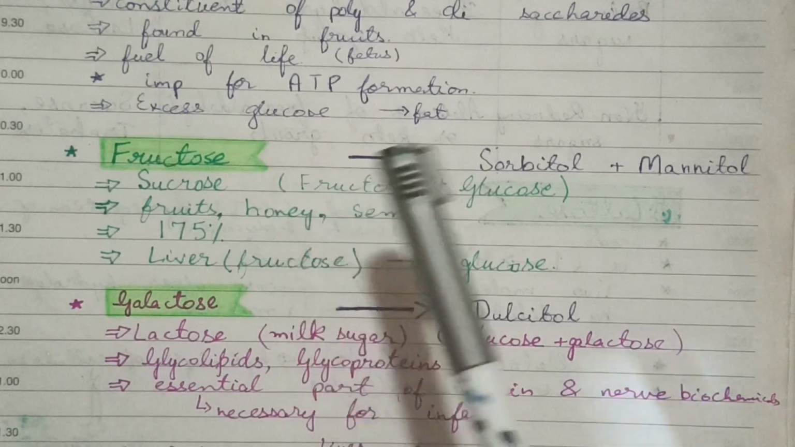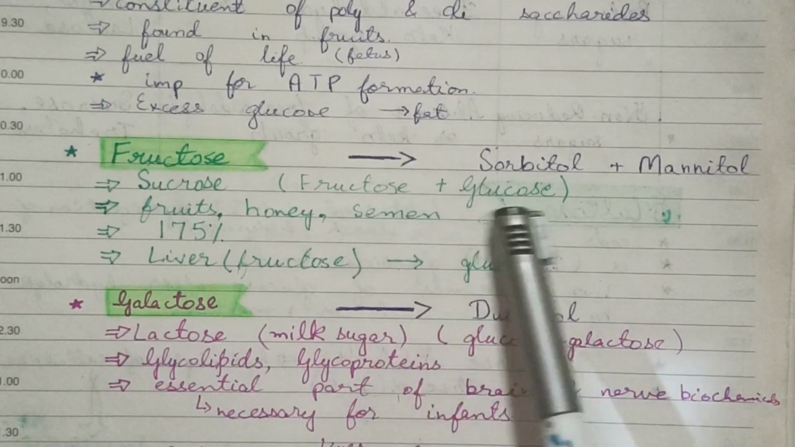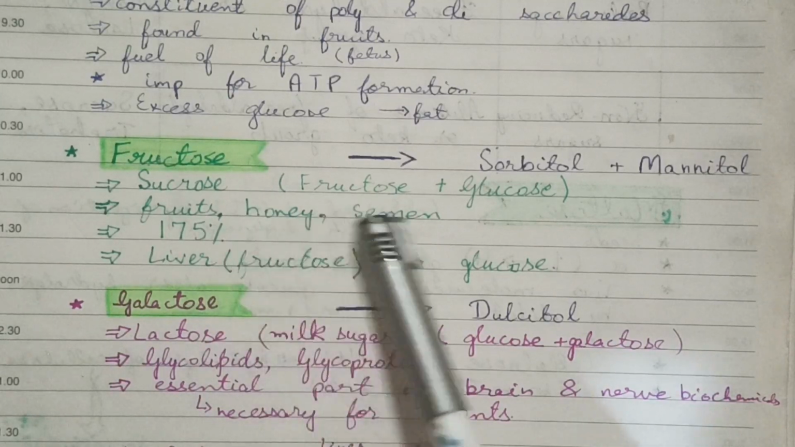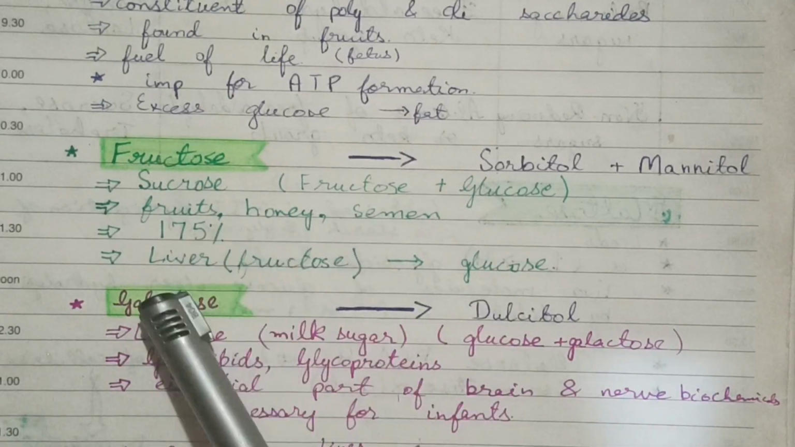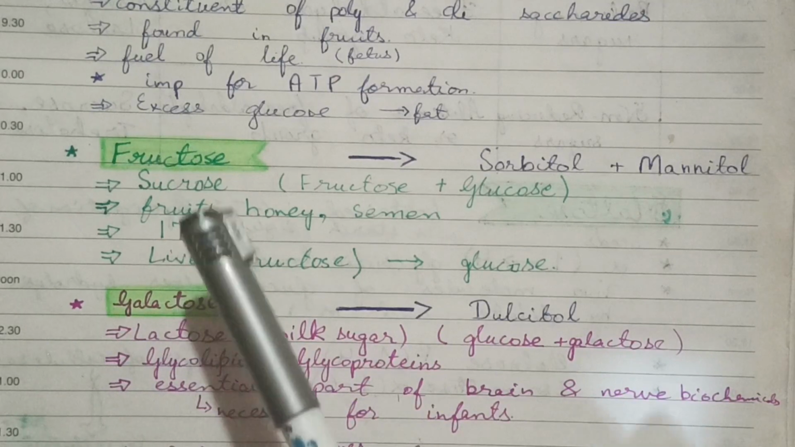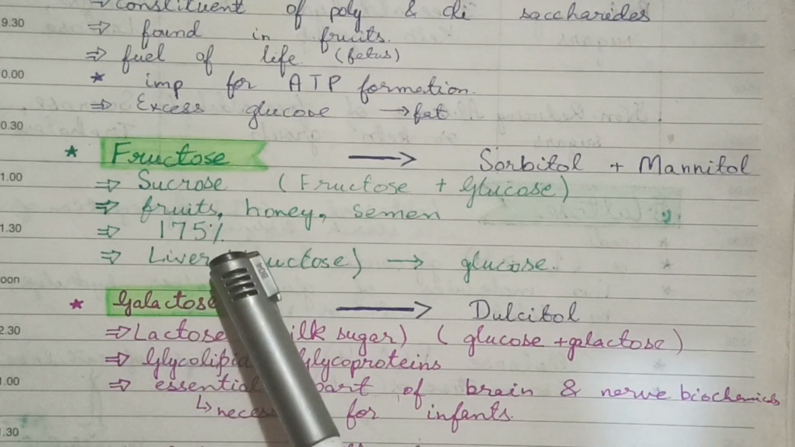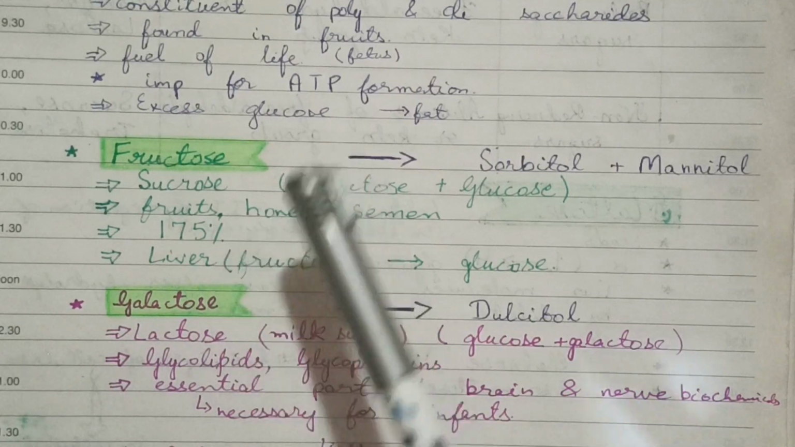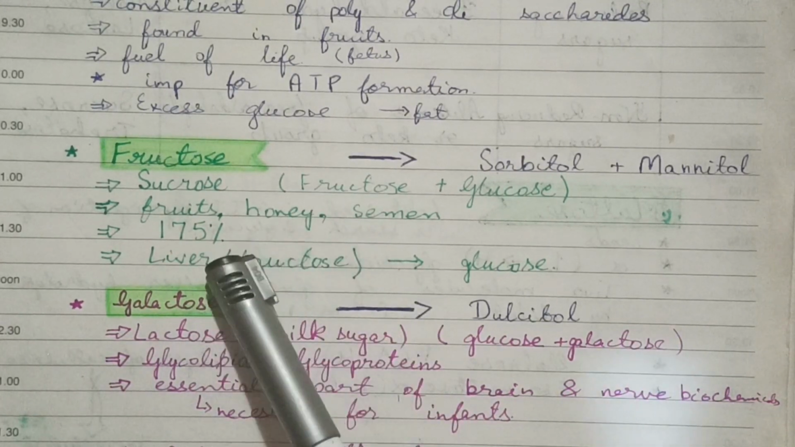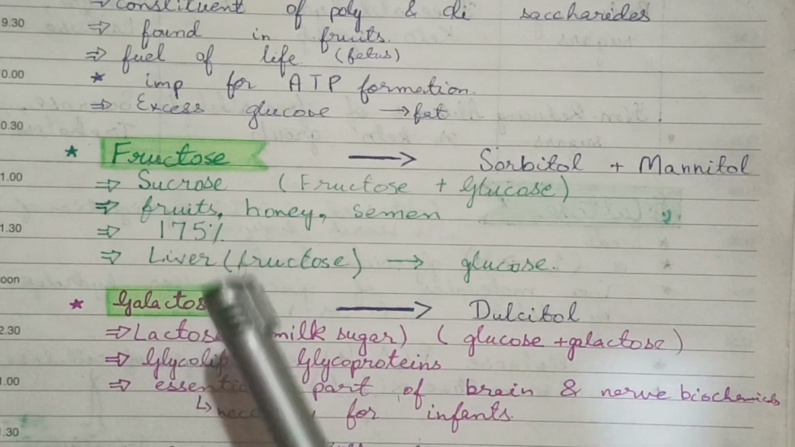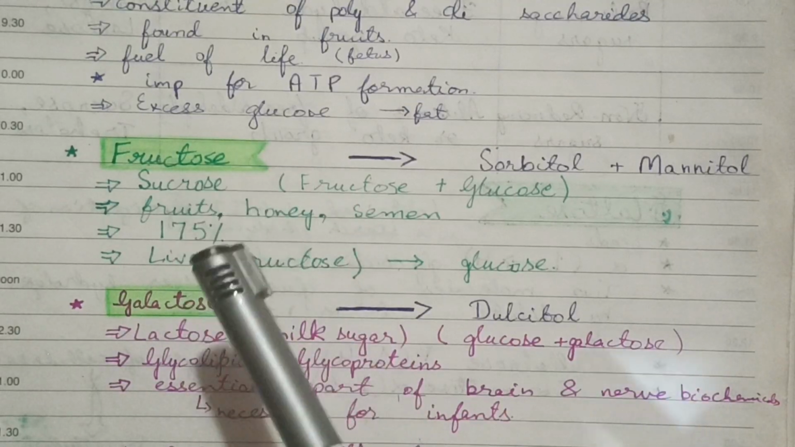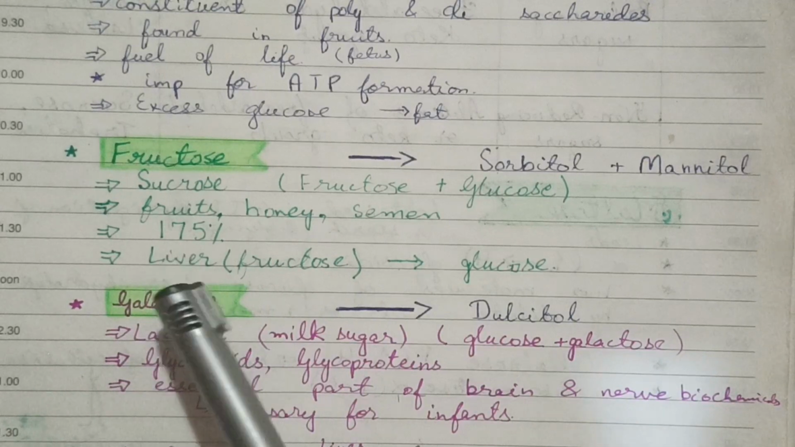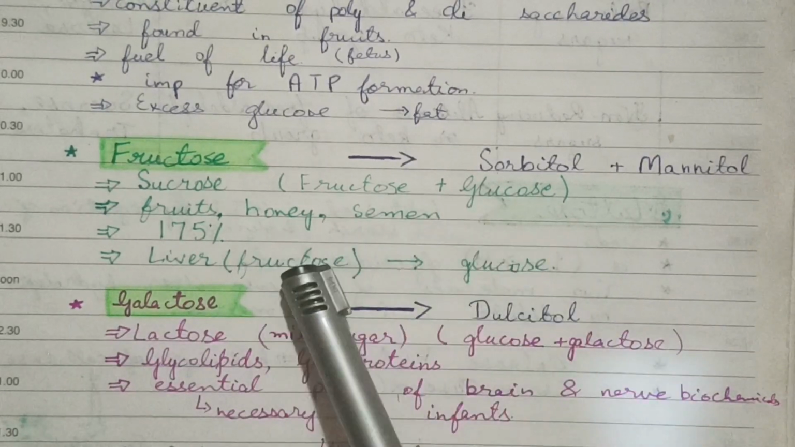Fructose is found in fruits, honey, and semen, while it has a relative sweetness of 175%, which makes it the sweetest of all the natural sugars. And in the liver, it undergoes transformation. So in the liver, fructose is transformed into glucose.